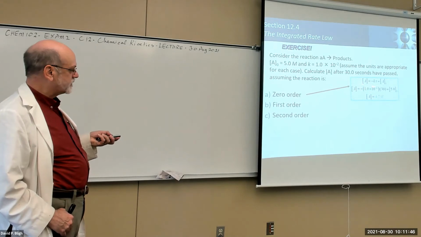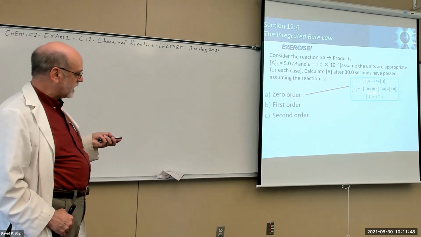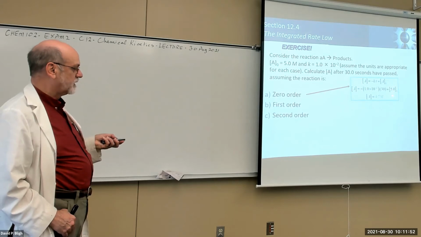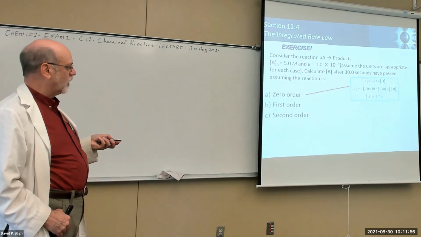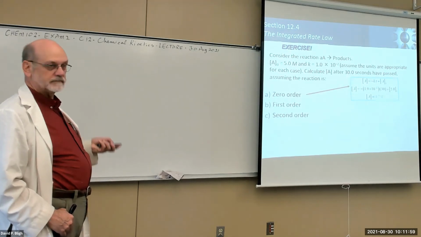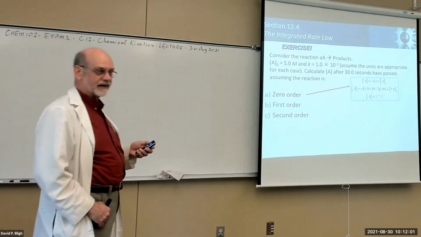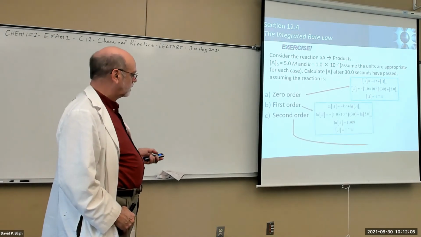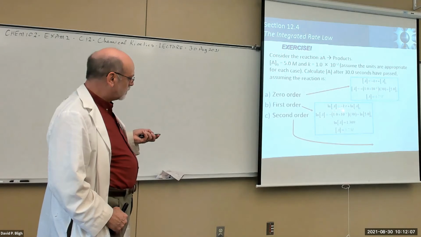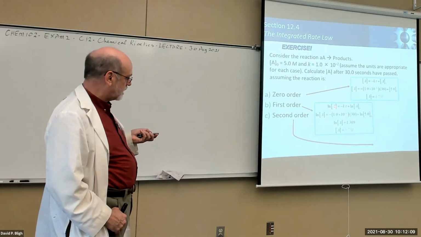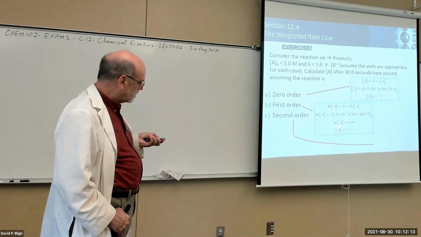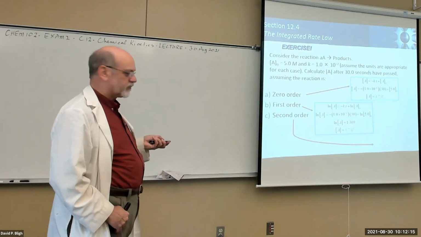Right? This would be 0 order. So there's your K, there's the time, there's the initial concentration. So after 30 seconds, A would be 4.7 molar from 5, right? It's decreased by a little bit. If it's first order, then we plug in those same values in this log transformation, and then we get log of A equals 1.309.